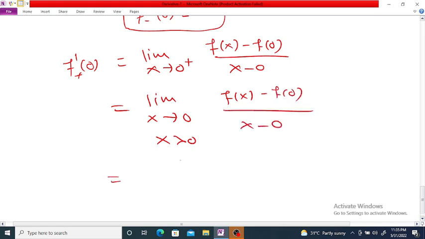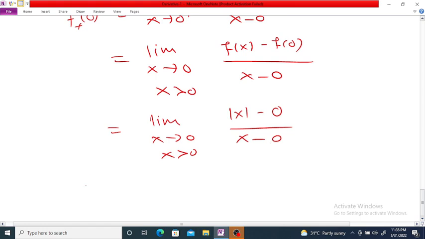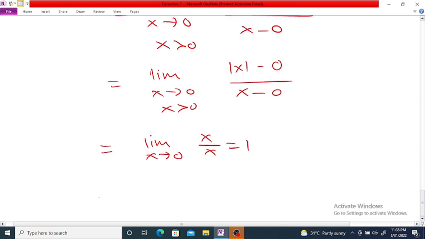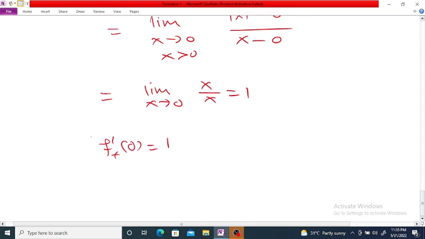But as x tends to 0, x greater than 0, f(x) is equal to mod x, f(0) is 0, this is equal to what? x - 0. Now as x greater than 0 implies the value of mod x is equal to x, divided by x is equal to 1. So what is the right hand derivative? Now f'(0+) is equal to what? 1.